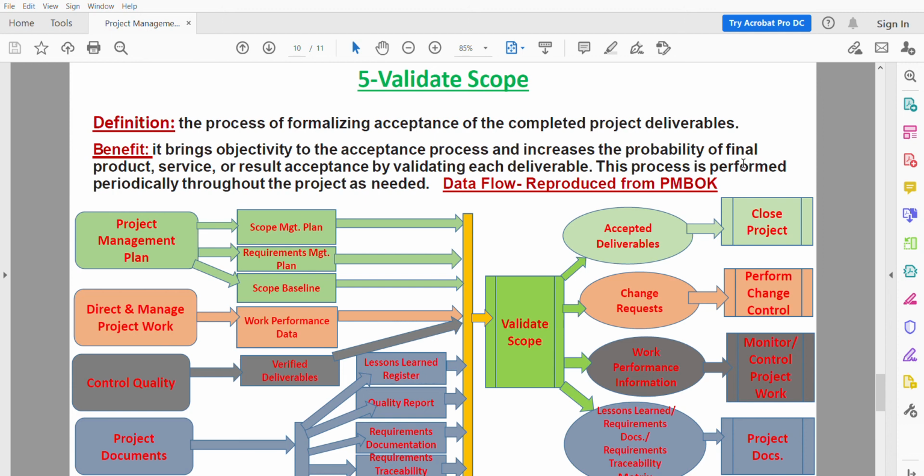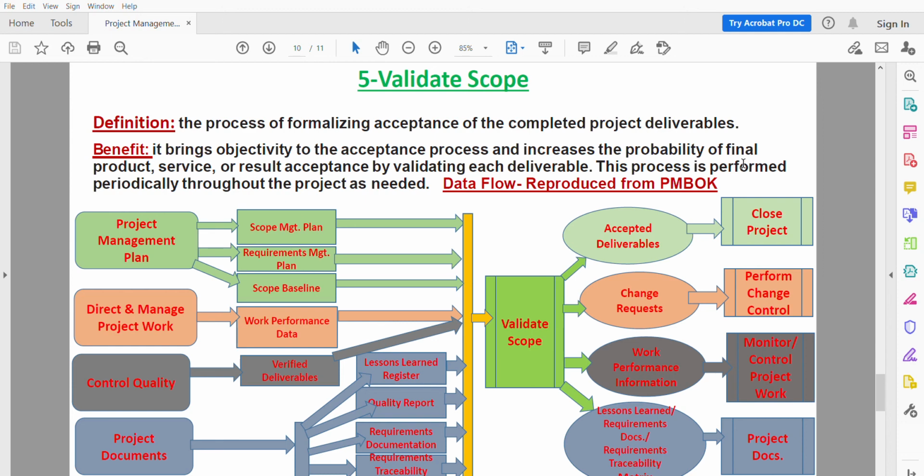The second output is the work performance information. It includes the information about project progress, such as which deliverables have been accepted and which have not been accepted, and the reasons why they have not been accepted. The information is documented and communicated to the stakeholders.